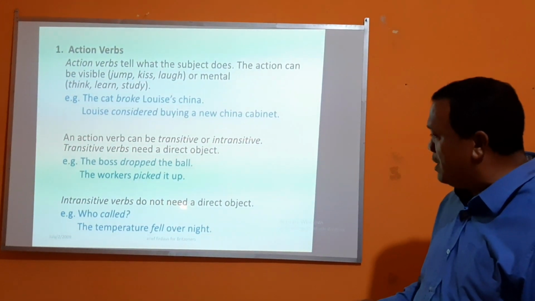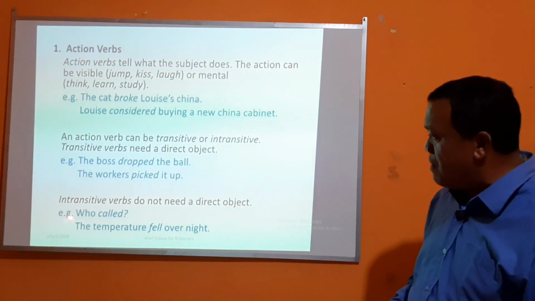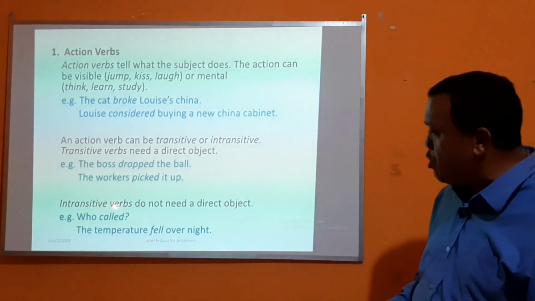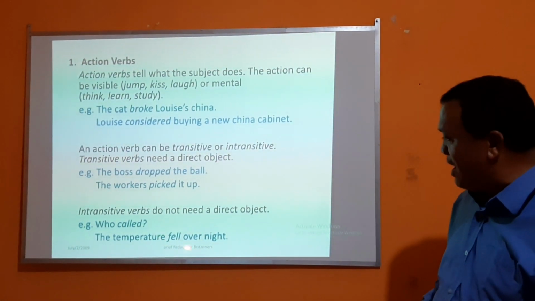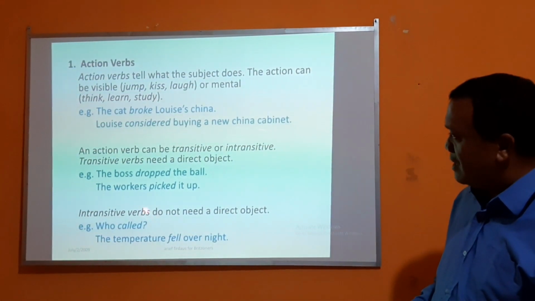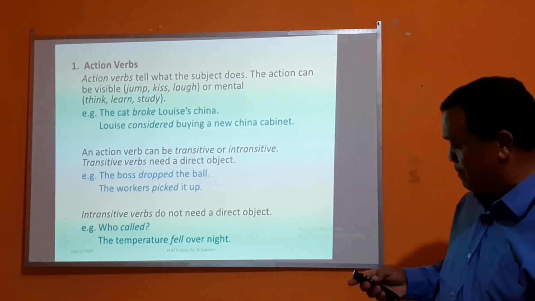Intransitive verbs do not need a direct object. Example, who called? No object here. The temperature fell overnight. Fell is considered one of intransitive verb.